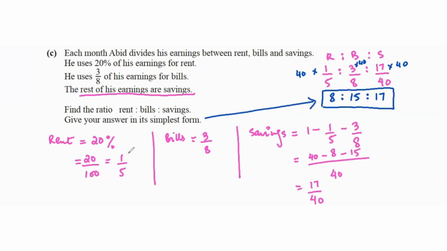So to recap, we started with converting the percentage into a fraction. Then we found the fraction for earnings. Then we found the fraction for savings. And once we had all the three fractions for rent, bills, and savings, we created a ratio in the given format. And then we got rid of the denominator by multiplying all the fractions by 40, because that was the common multiple over here. And after that, we got this ratio in whole numbers and in its simplest form.